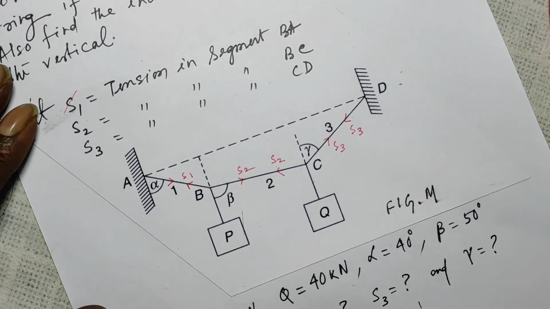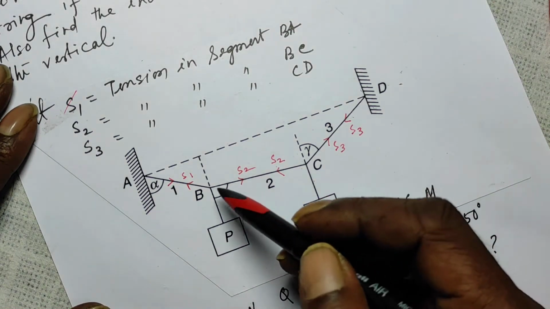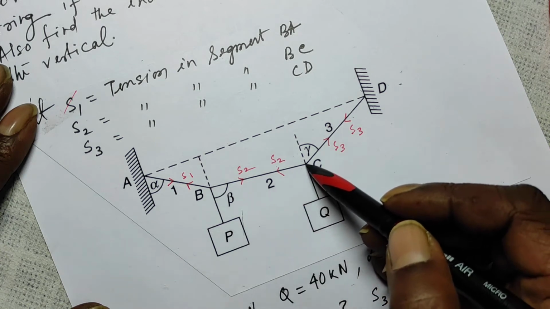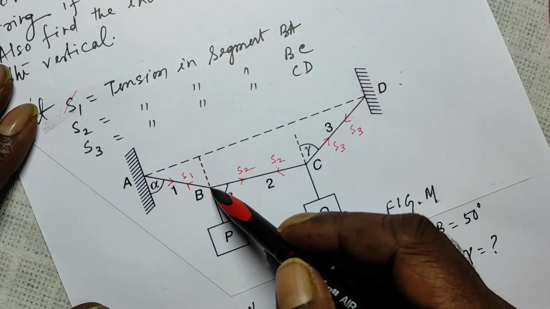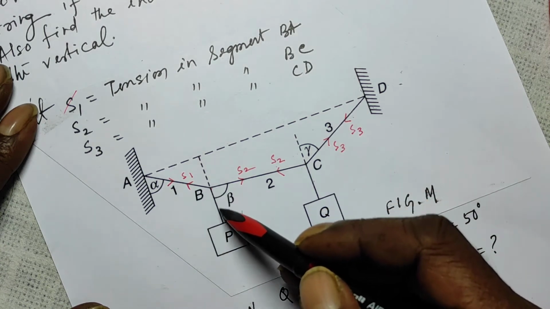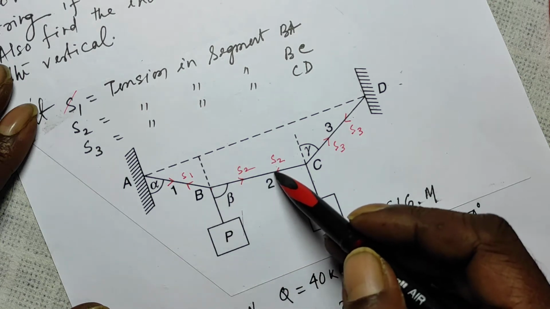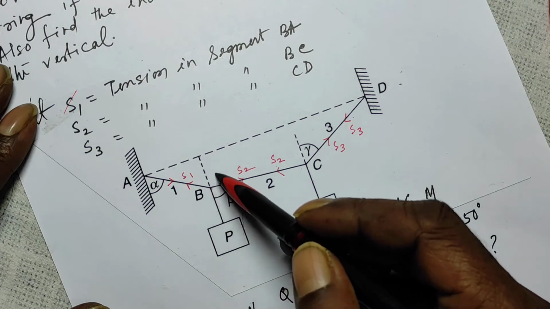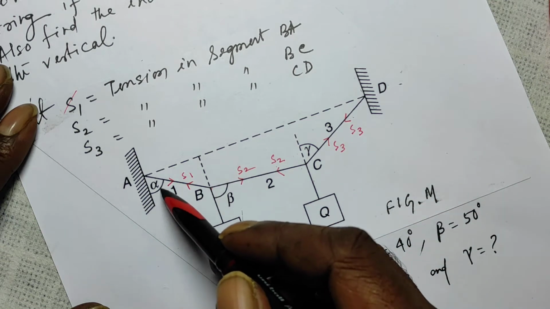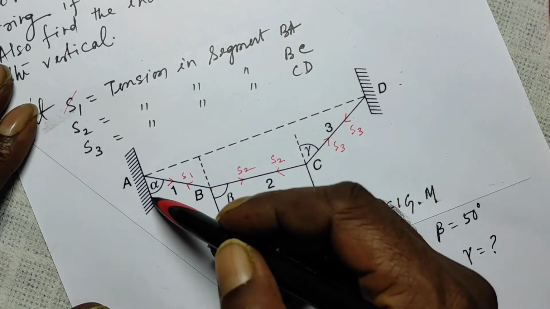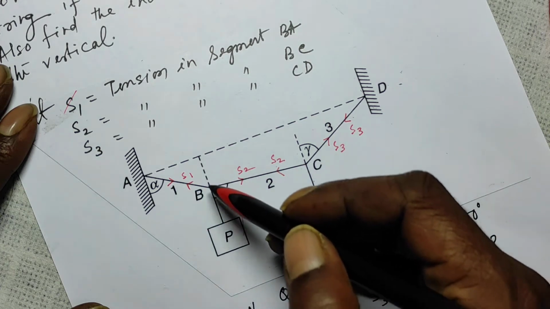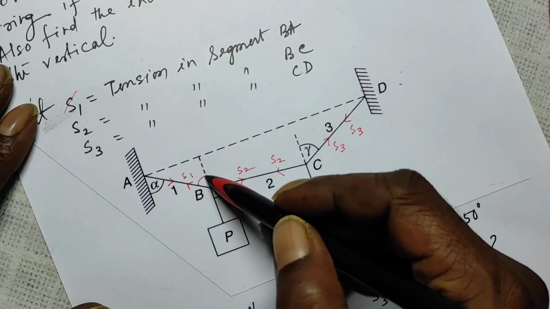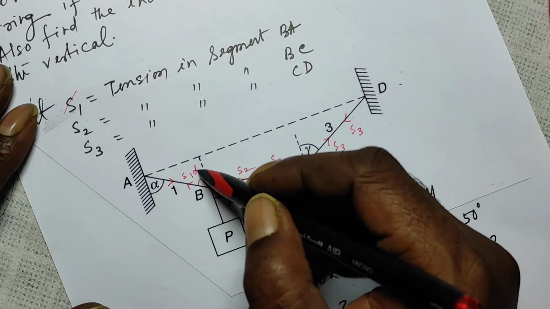Now we can apply Lamy's theorem here. At this point there are three forces: S1, the load P, and the tension S2. So we will be required to find this angle from here to here. Since this angle is beta, this angle is alpha, and this is vertically down, this angle is also alpha.